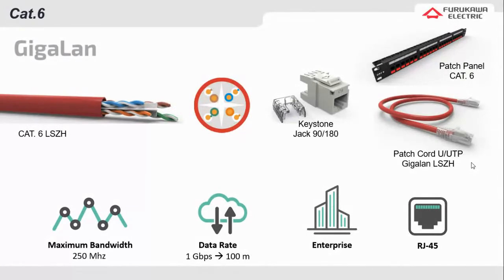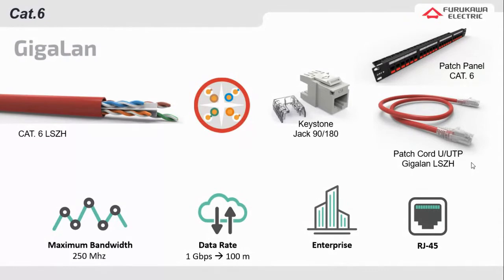Along with the cables, we have all the accessories needed for installation of the entire channel. So we have patch cords, a patch panel, and of course our keystone jack, which in particular allows a cable insertion angle of either 90 or 180 degrees in the same part number.